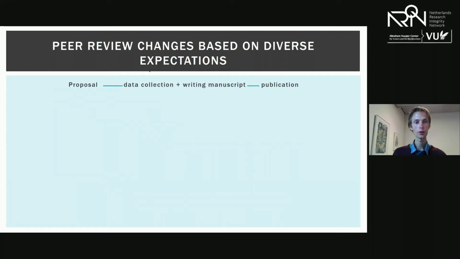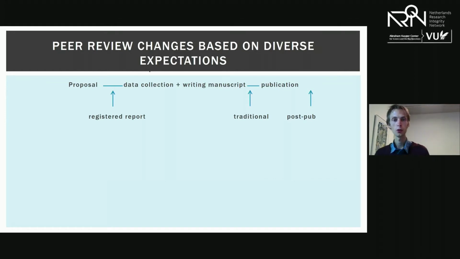Also, many changes have occurred regarding the timing of peer review in the publication process, where this could be a typical timeline for drafting an article and publishing it. You have the traditional timing of peer review being after you write your manuscript and before you publish it. But today we also have these alternative practices where registered reports emerged, reviewing before data collection and data analysis occurs, or post-publication peer review happening only after publication.